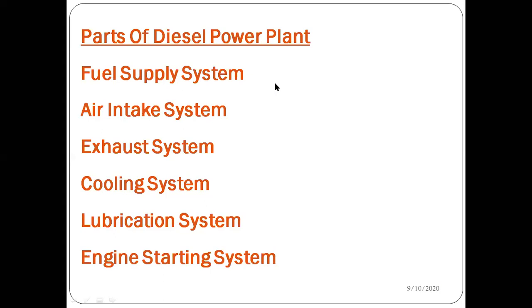Also, you know that in a diesel power plant, various mechanical equipment is involved. If this equipment is not properly lubricated, there will be friction and windage losses. So in order to reduce those friction and windage losses, we adopt a lubrication system. And lastly, we have an engine starting system, which is how the engine starts working, and when the engine starts working, electricity is generated. So these are basically the parts of the diesel power plant.